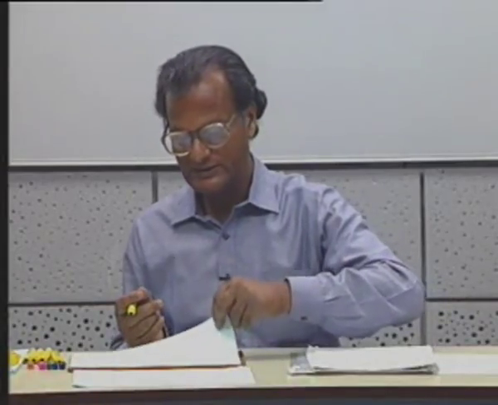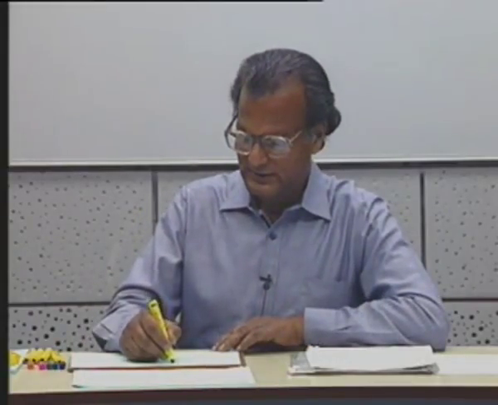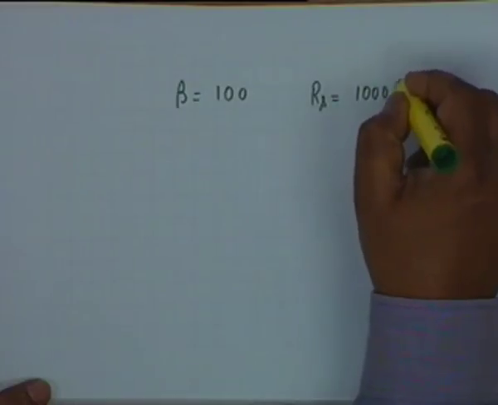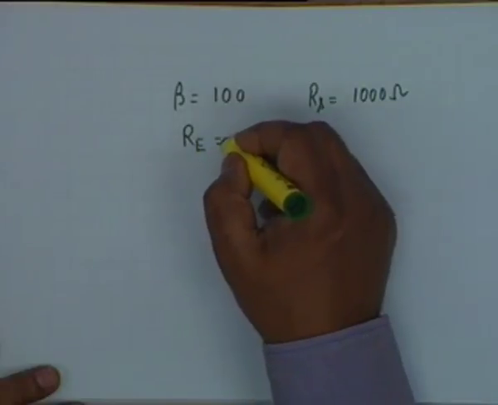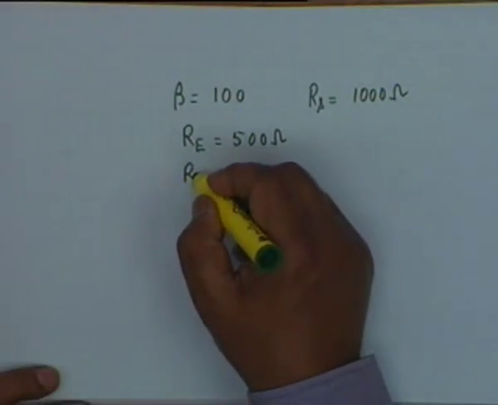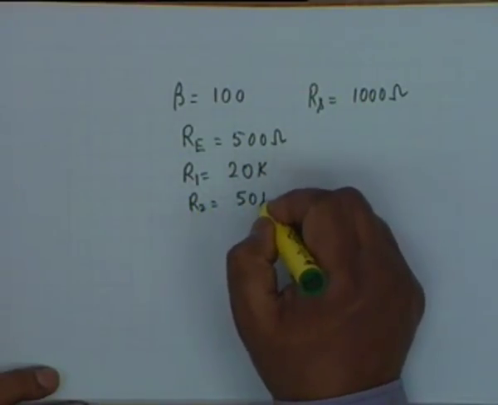For a certain transistor of the 2N series, beta is typically 100, the source resistance typically is 1K, 1000 ohms, Re is of the order of 500 ohms. Re does not enter into the mid-band calculation because Re is shunted by a capacitance which is sufficiently large. R1 is 20K, R2 is 50K.